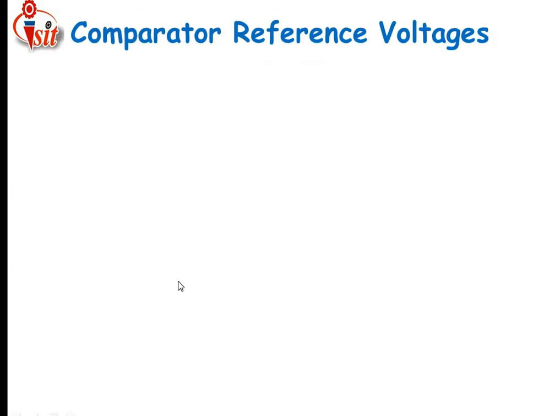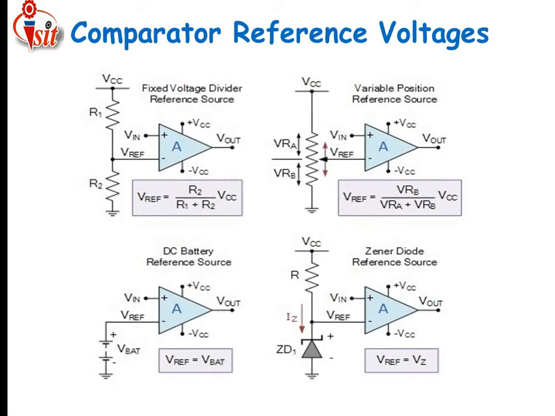Just see here how comparators are used. The input voltage is given to the positive terminal of the op-amp and the reference voltage is connected to the inverting terminal of the op-amp. Here a fixed voltage divider reference source is used. According to that, the reference voltage is given by the formula V reference equals R2 divided by R1 plus R2, into VCC.